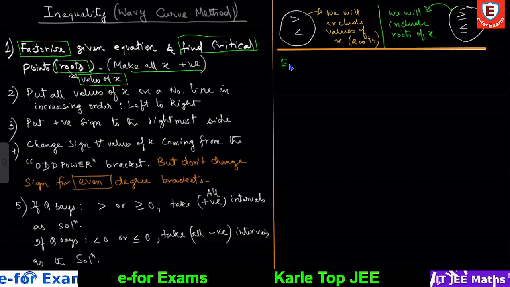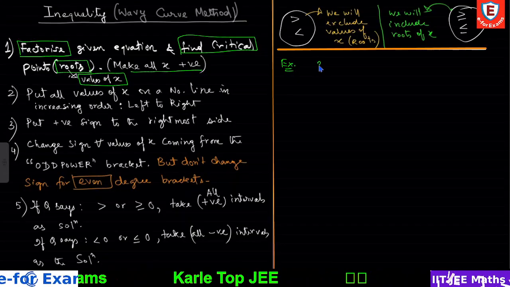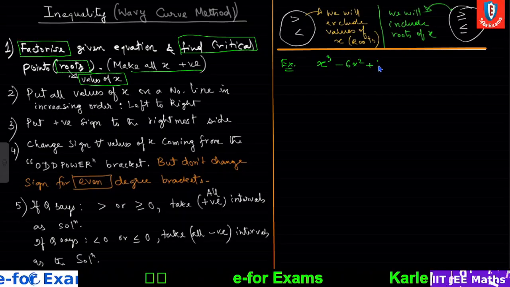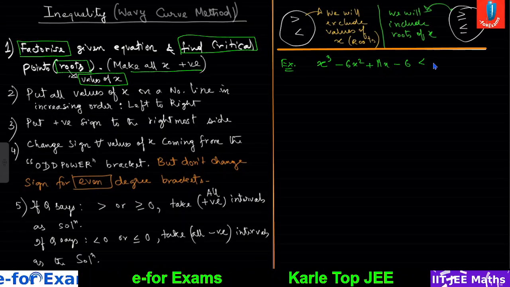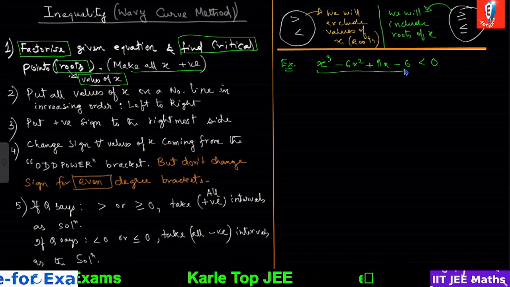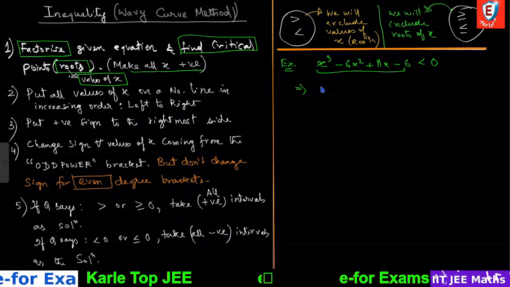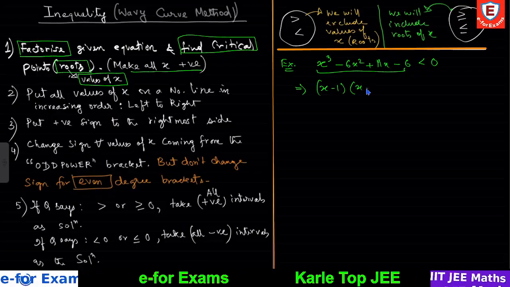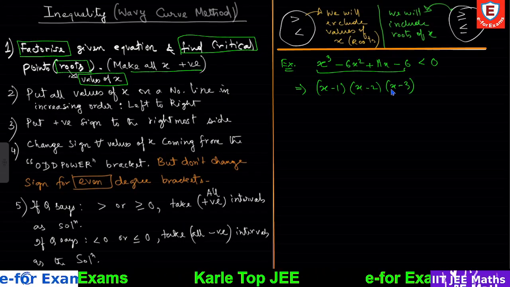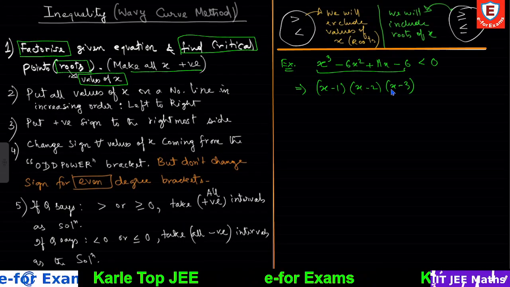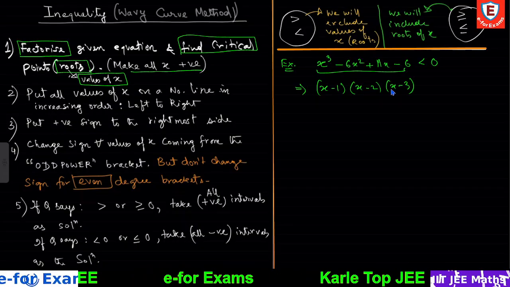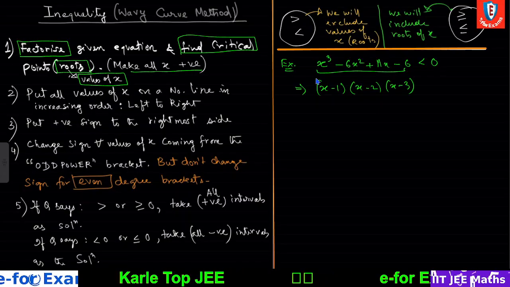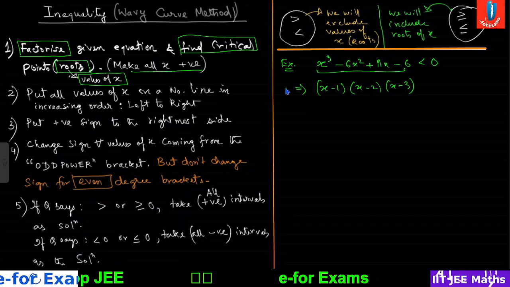Let's take an example simultaneously: x cubed minus 6x square plus 11x minus 6 less than or equal to 0. Now you have to factorize this first. Factorized, it is x minus 1 into x minus 2 into x minus 3. Factorization we have done in earlier classes, in class 11 basic mathematics. By now you must be quite well versed with factorization, and you don't have to show all those steps. Directly you can come up to this.